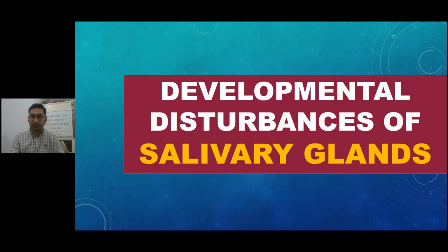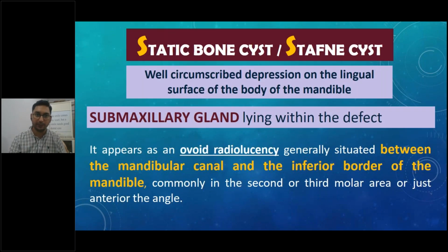Next is developmental disturbances of salivary glands. Easy topic, very important, has been asked many times. Static bone cyst or Stafne cyst. S and S, static bone cyst or Stafne cyst.